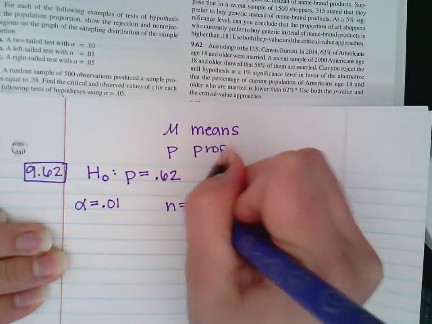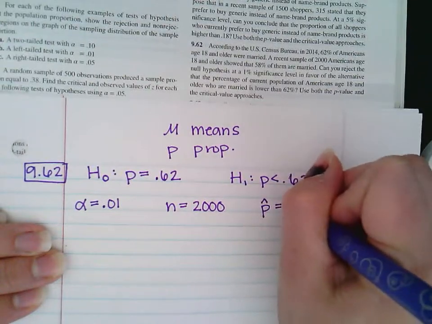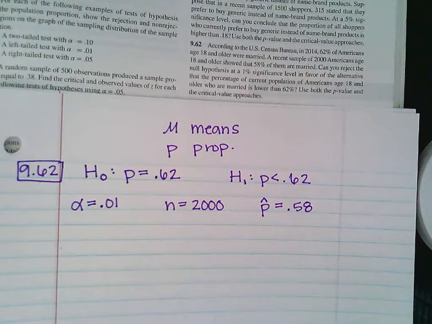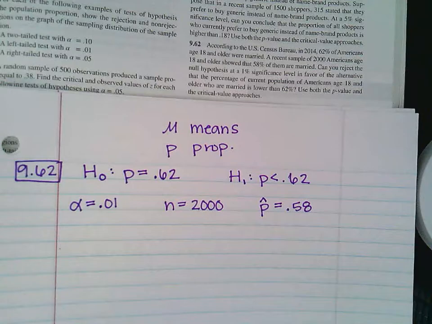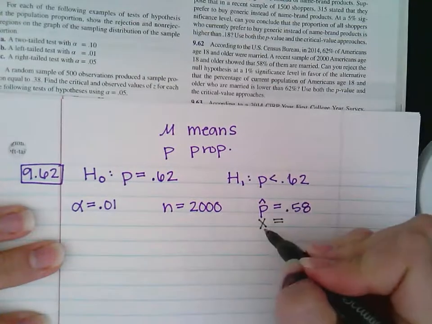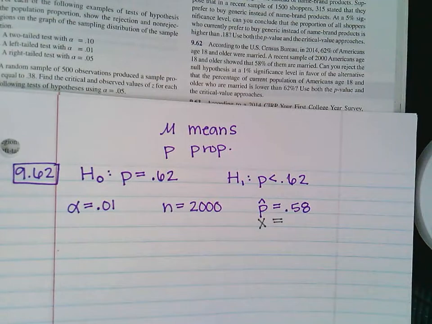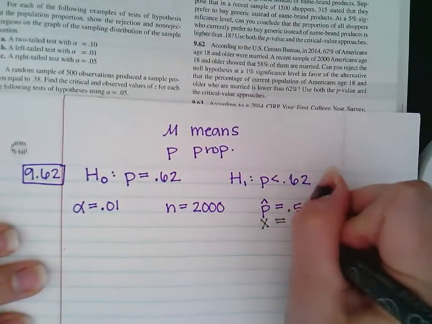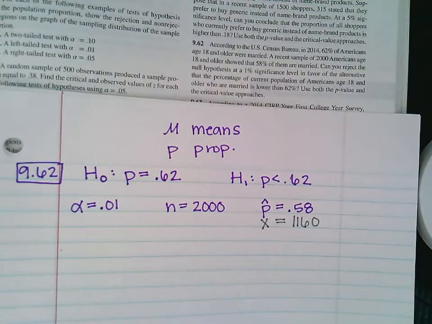The sample size is 2,000. And the sample proportion that is given is 58%. Now I want to know what is that as an actual value, like what is the X value under that? Now remember, X over N gives me 0.58, so I can just multiply 2,000 by 0.58 to get 1160. And that's all the information that we really need here. And it says in the problem to use the critical value approach and the p-value approach. So we will do that.